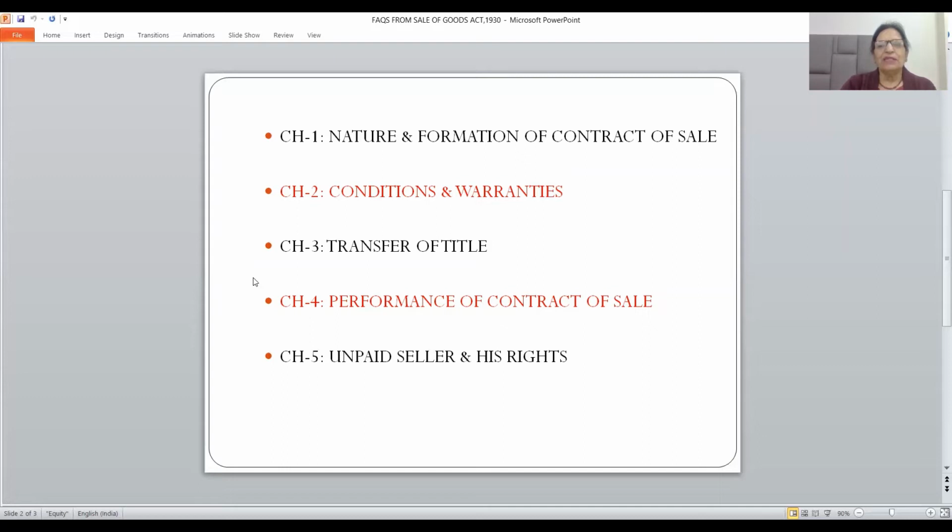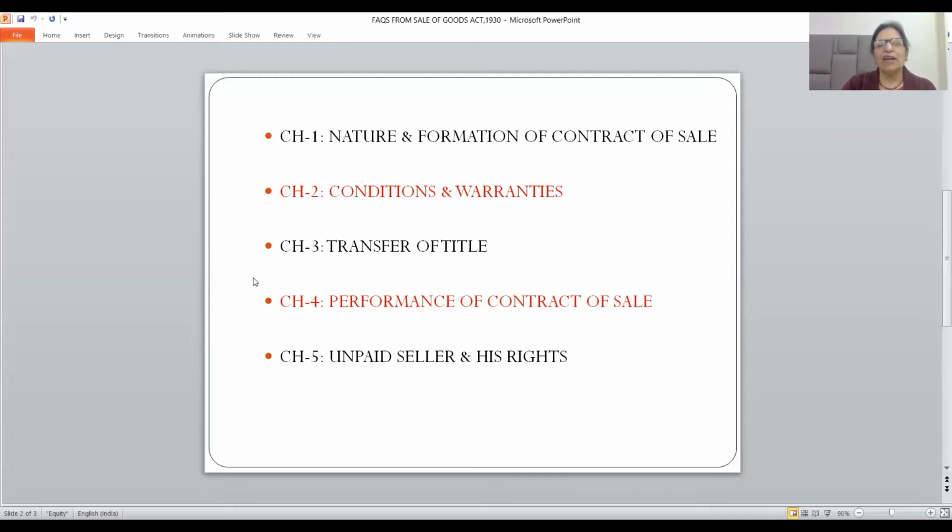And apart from this, sometimes the question is asked, explain the various modes of ascertainment of price. 5 to 6 modes I've covered in my video, which are given under section 9 and 10. All those 5-6 points you have to write in the answer for this question.